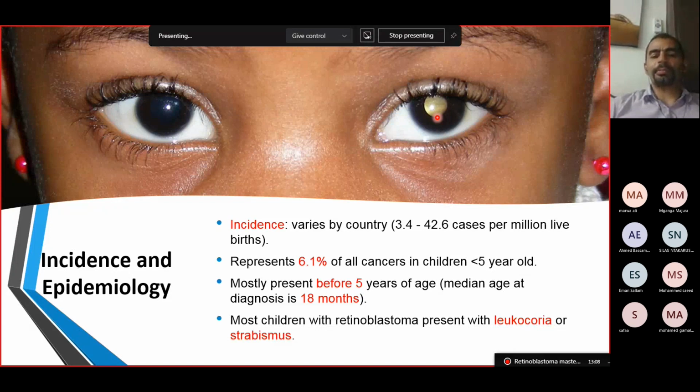Or it can present with strabismus. So please remember that in every single patient with strabismus, the first thing to do is cycloplegic refraction and fundus examination, because you may find retinal problems in those children presenting with strabismus. This is a very, very important message that you need to know.